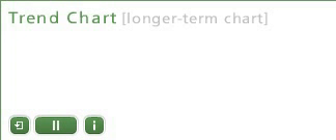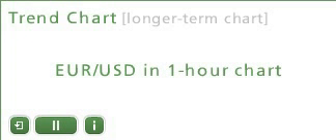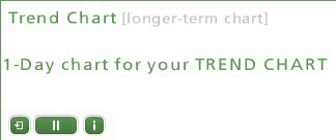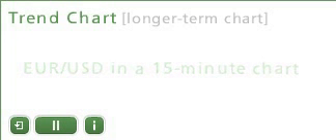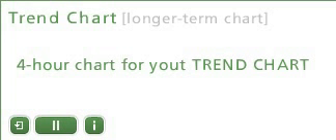For example, if you typically trade the Euro-US dollar looking at a 1-hour chart, you should consider using a 1-day chart for your trend chart. If you typically trade the Euro-US dollar looking at a 15-minute chart, you should consider using a 4-hour chart for your trend chart. The signal chart is whatever chart you currently use to make your trading decisions.